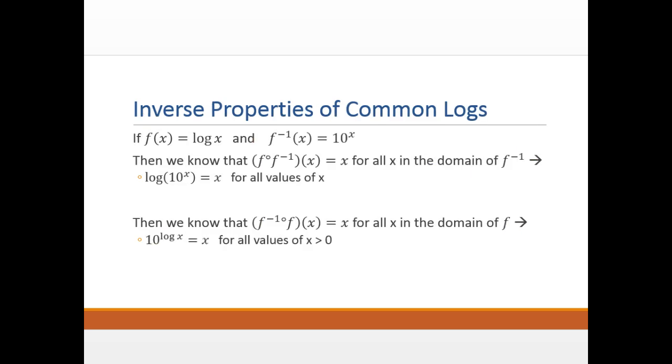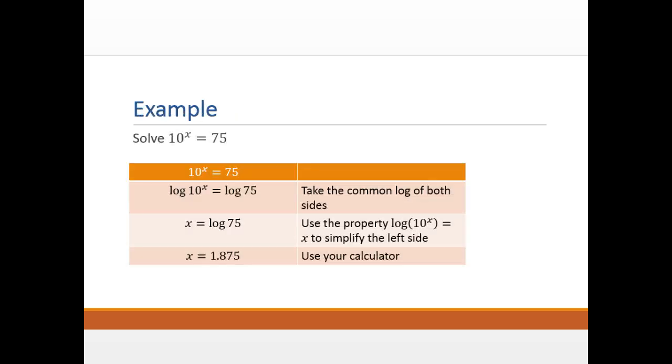And this gives us our inverse properties of common logs. If I have f of x equals log of x, then I know f inverse of x equals 10 to the x. Therefore, if I did the composition of functions, I know f of f inverse of x has to be equal to x for all inverse functions. That means log of 10 to the x has to be equal to x, and 10 to the log of x has to be equal to x as well, because that's what the composition of these two functions gives us. Let's see how we can apply this.